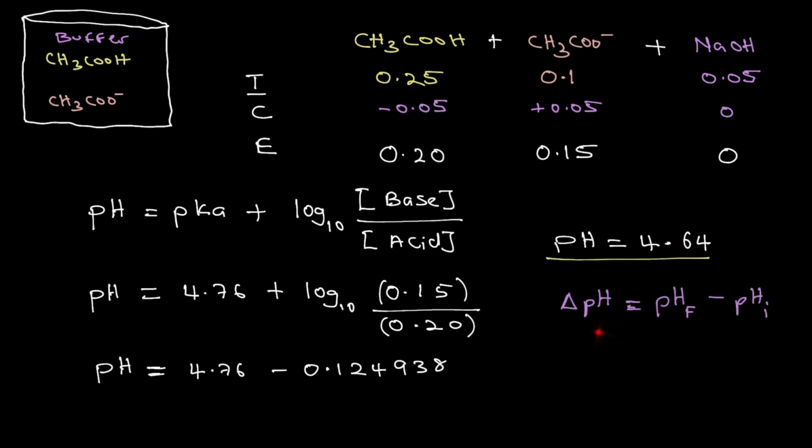We also need to find the change in pH, which is the final pH minus the initial pH. The final pH is 4.64 minus 4.36, and that equals 0.28. So that's an increase in pH by 0.28. When we add the base, the change in pH is 0.28.